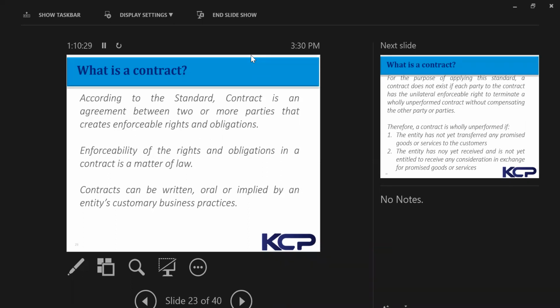Contracts can be written, oral, or implied by the entity's customary business practice. So even oral contracts are recognized. Do we sign any agreement when we are commencing this engagement? So it is a form of oral contract. I just discussed with you, I will take you on this time, and you pay me this, and we go on. Is that clear?